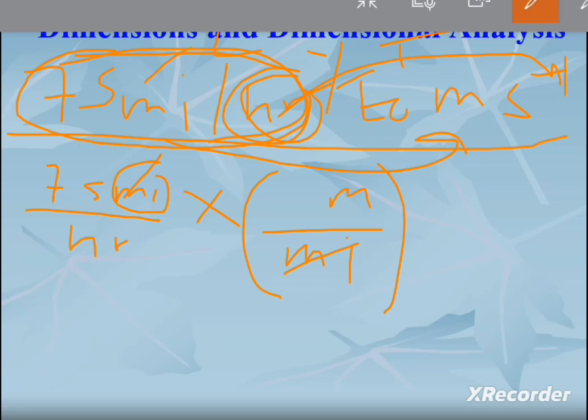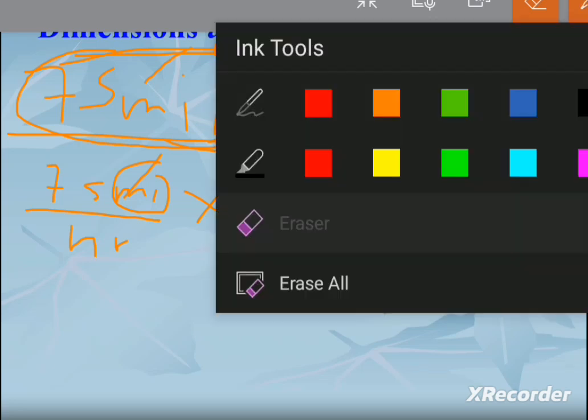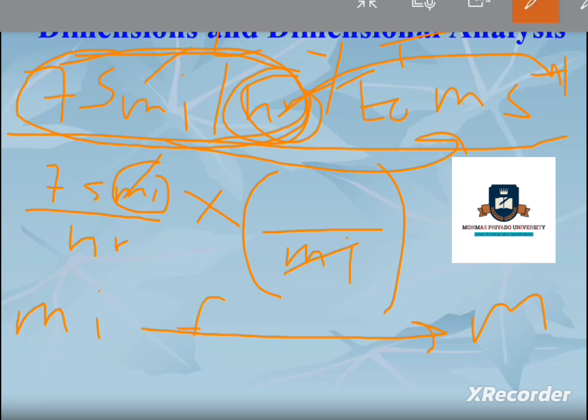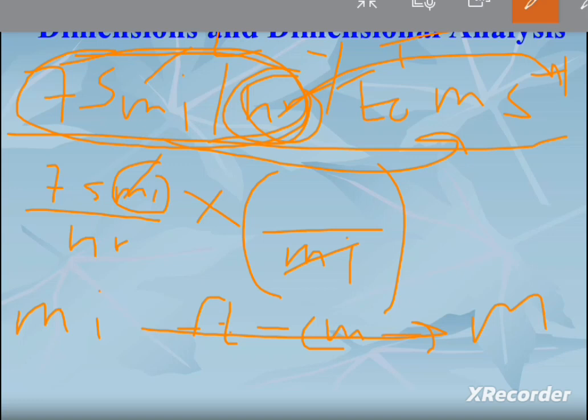Do we know the direct conversion of miles to meter? We don't know. So if you don't know, what are you going to do? You are going to say, okay, for the conversion of miles to meter, this is the process. We don't know the direct conversion of miles to meter. But what do we know? We know the direct conversion from miles to foot. Then from foot to centimeter. Then from centimeters to meter. Agree?